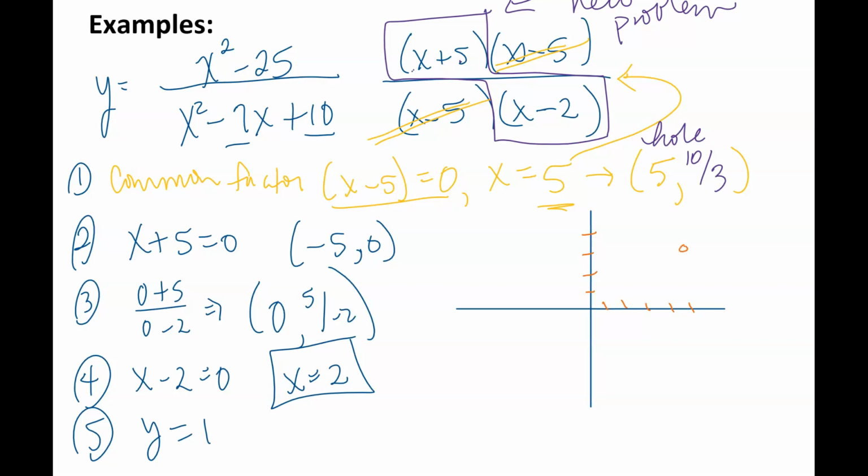There we go. I have an x-intercept at -5. So that's a solid circle. I have a y-intercept at -5 halves, which is -2.5. And then a vertical asymptote at x equals 2, and a horizontal asymptote at y equals 1. All right, and now I'm just going to fill in what this graph looks like.